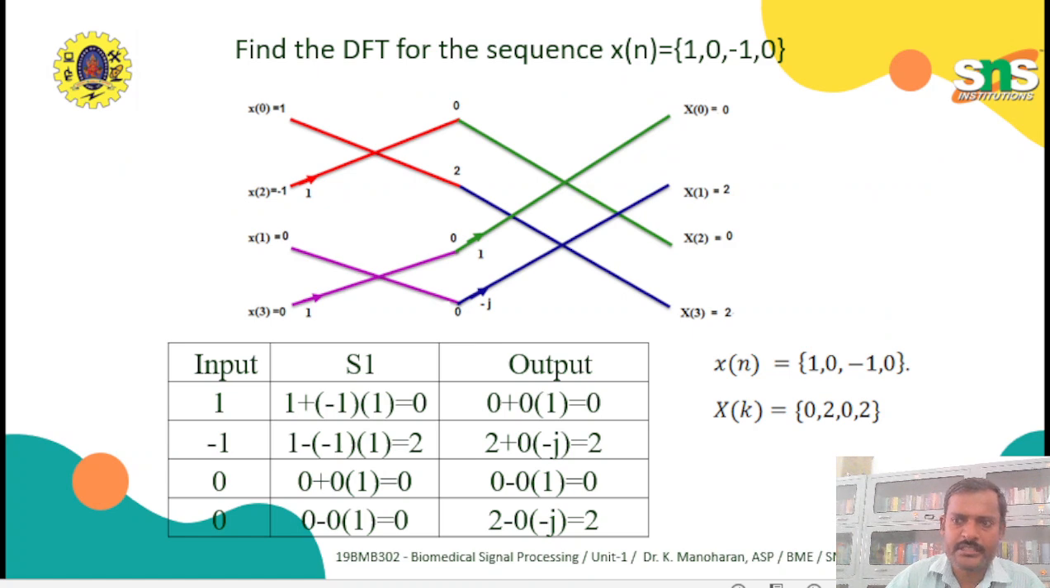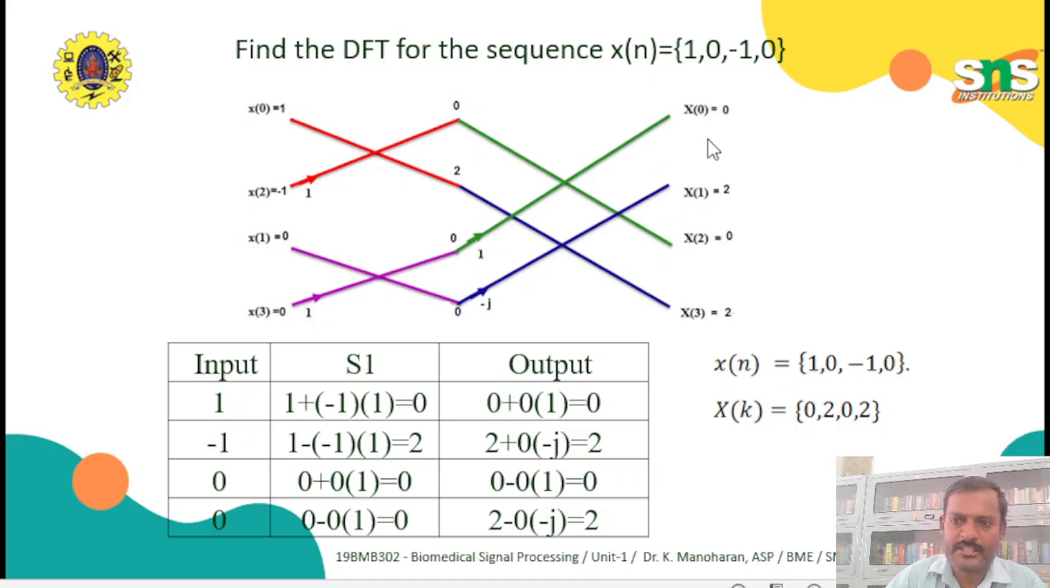Look at the given problem: find the DFT of the sequence x of n equal to 1, 0, minus 1, 0. So this is the given problem. We need to find the discrete Fourier transform for the given sequence. Look at the sequence 1, 0, minus 1, 0. The number of samples, capital N, will be equal to 4.